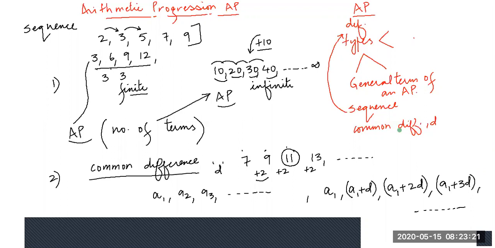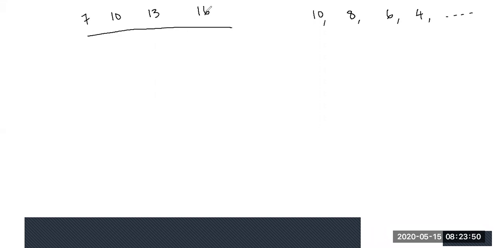To elaborate a little bit more, let's take two sequences: 7, then 10, 13, 16, right? And then one more sequence, which is going downwards, let's say 10, and then 8, 6, 4, till infinity. All right, guys. Now in the first, the number of terms is limited; it's a finite AP. I call it an AP because there's a fixed number which is added to the preceding term to get the next term. And that number, the common difference, here is 3, right?